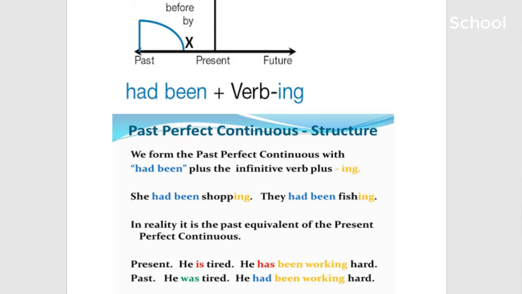Also because it's continuous, your main verb will be in ing form. So she had been shopping, they had been fishing. In reality, it is the past equivalent of the present perfect continuous. You're just changing the helping verb have to had. So present would be like he is tired, he has been working hard. And what would be the past? He was tired, he had been working hard. So it's that simple, right?